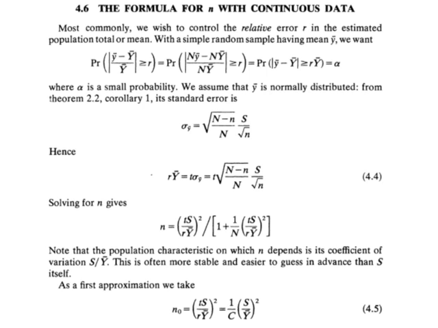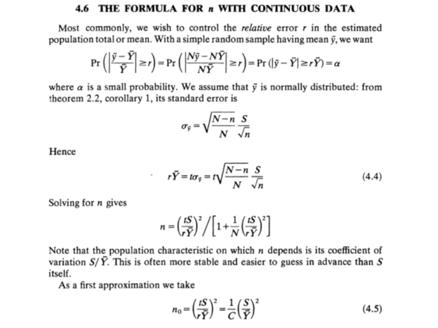Clearly, the standard error is sigma y bar equal to root of (N minus n) over N times s over root n. Hence, r times y bar is equal to t times sigma y bar, equal to t times root of (N minus n) over N times s over root n. Solving for n gives n equal to (t s over r y bar) all squared over 1 plus 1 over N times (t s over r y bar) all squared.